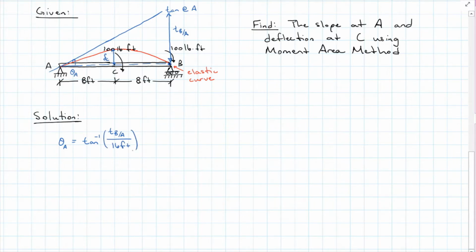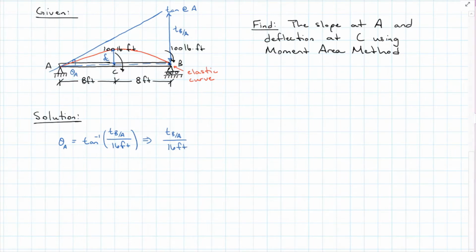And we're using small angle theory here because it should be a very, very small deflection. So that means that this goes to TBA over 16 feet, and our answer will be in radians.